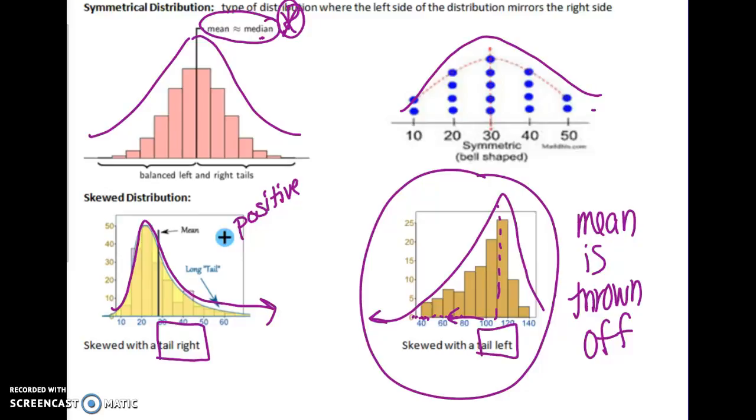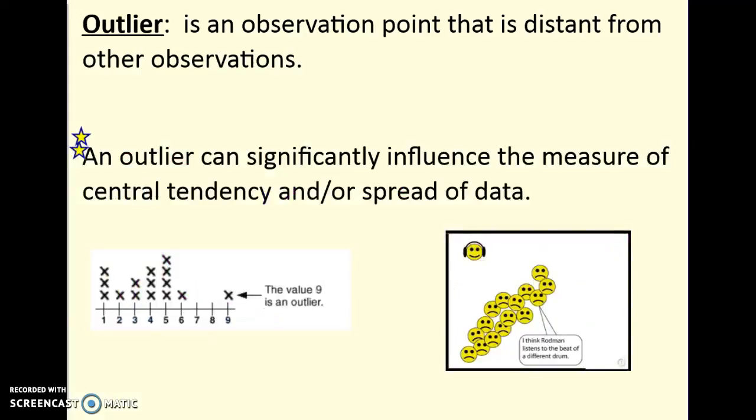What are some of those values called that are more off to the side of the data? On the very bottom, it's an outlier. An outlier is a point that is far away from the other observations. Now, what you need to understand is that an outlier can significantly throw off the measure of tendency or spread. So again, it's really going to throw off that mean, and we don't like that.